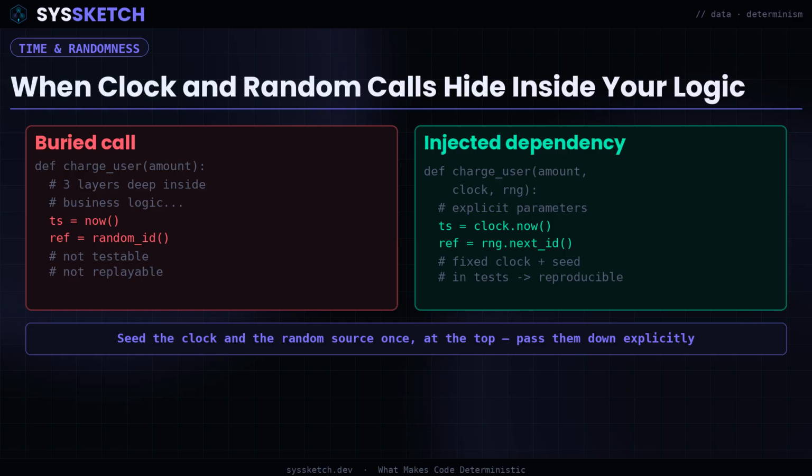The fix used throughout reliable systems is dependency injection. Pass the clock and the random source in as explicit parameters, seeded once at the top of the program. In testing, you inject a fixed clock and a fixed seed, and the exact same non-deterministic by nature function produces identical, comparable results every run.